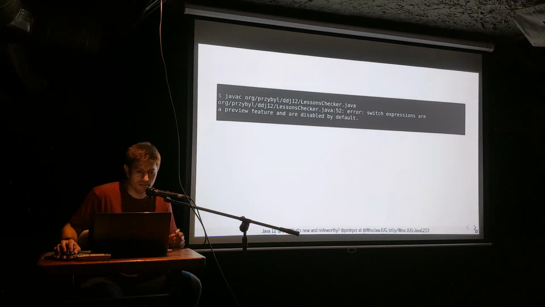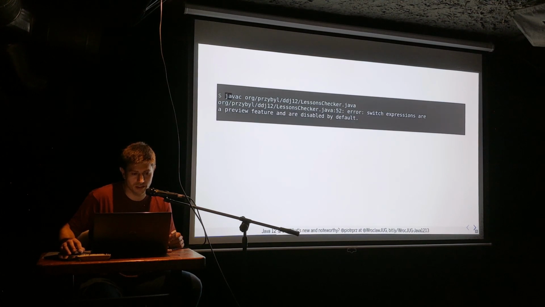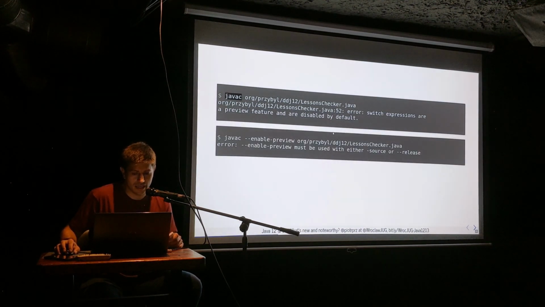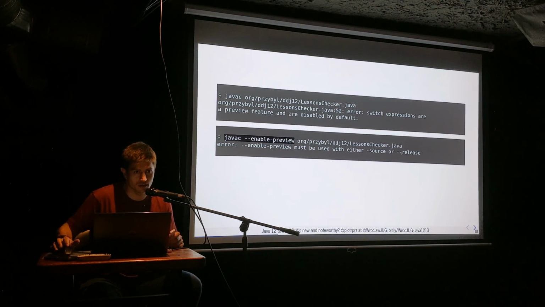If I forget to set enable preview and still I'm using preview features in the code, then there is the error, like switch expressions are a preview feature and are disabled by default. So we need to enable them in order to be able to compile or run this piece of code, compile in this very case. And if I just use enable preview, as I told you, it's not enough. You must also use source or release to say explicitly which version of Java you're targeting.